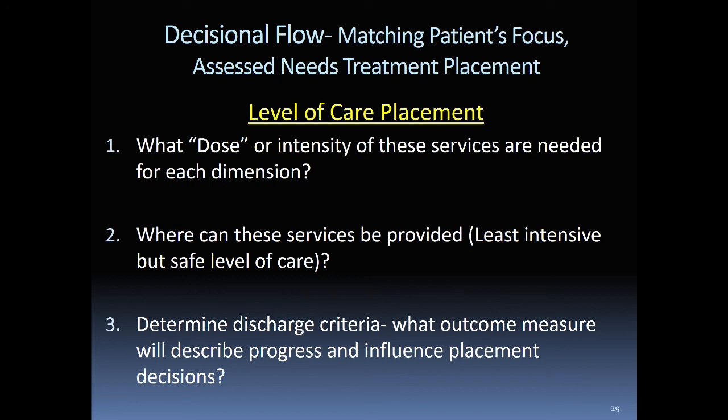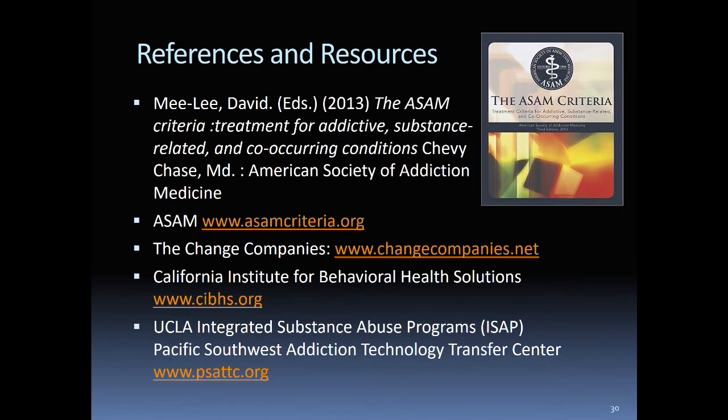Okay, as we look at this LOC placement, level of care, number 1, what dose or intensity of these services are needed for each dimension. Number 2, where can these services be provided? Least intensive but safe level of care. And the third question, determine discharge criteria. What outcome measure will describe progress and influence placement decisions? And then we have a list of references and resources.